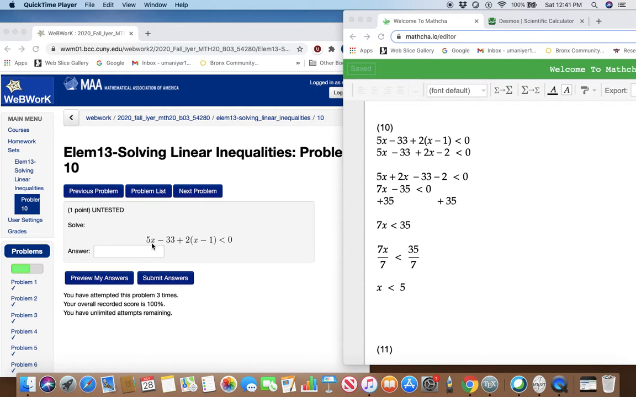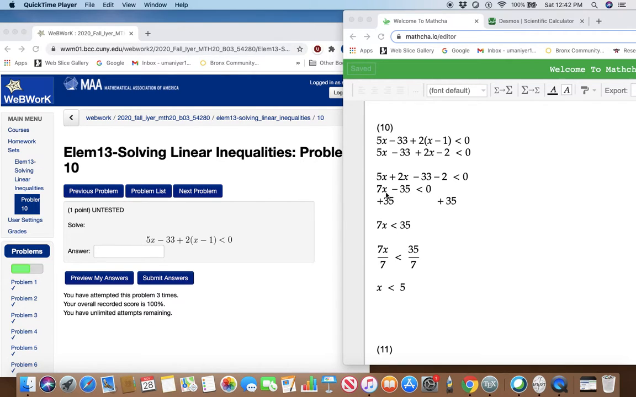Solve this inequality: 5x minus 33 plus 2 times parenthesis x minus 1 less than 0. Okay, so we want to first distribute the 2. So 5x minus 33 plus 2x minus 2 is less than 0. Combine like terms. 5x plus 2x minus 33 minus 2 is less than 0. 5x plus 2x is 7x. Minus 33 minus 2 is minus 35, less than 0.